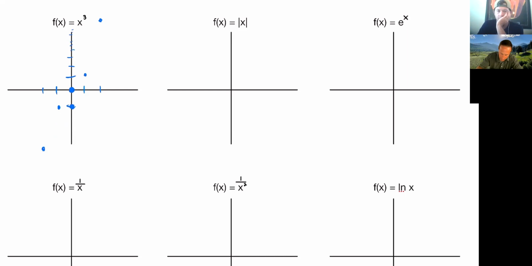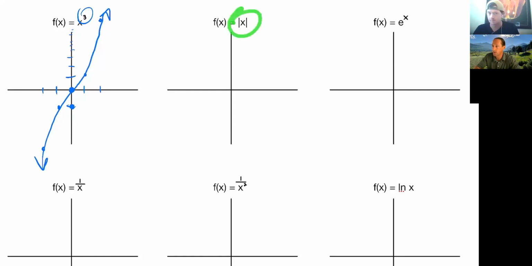So I have this elongated S shape we call a cubic function. Okay. How about everybody remember this symbol? Absolute value. Absolutely, very good.